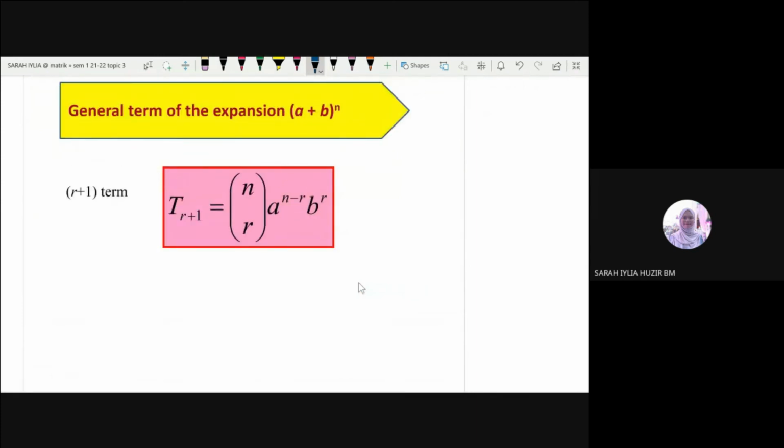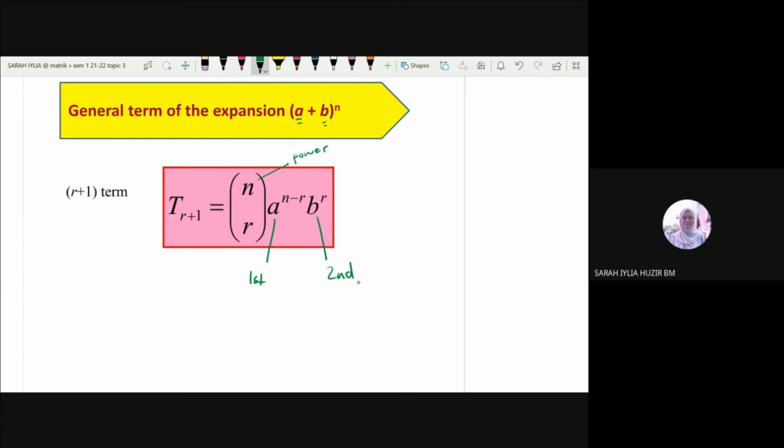General term of expansion. So, our formula TR plus 1 equal to NCR A to the power of N minus R, B to the power of R. Kat sini, A tu dengan B sama macam tadi. A is first term yang ada kat dalam expansion yang kita suruh tadi. B tu melibatkan second term yang ada dalam expansion. N tu power. Tadi panjang-panjang kan? Binomial theorem tu.